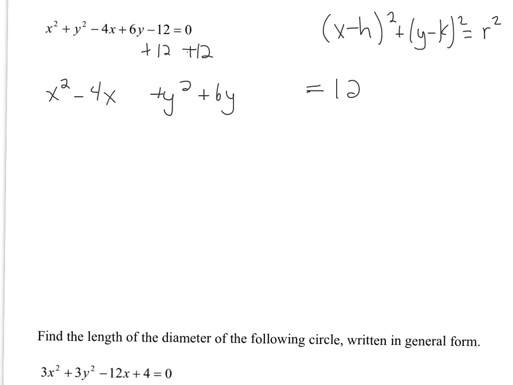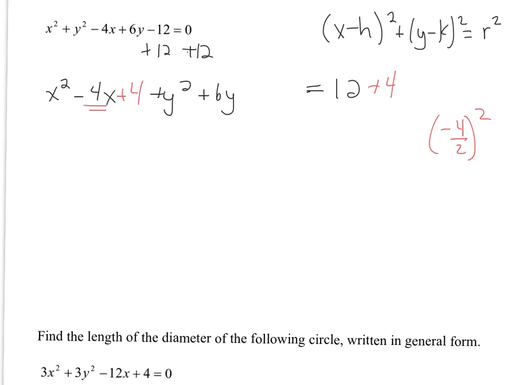I am going to look at this number for x, and I'm going to take half of that. What is half of -4? Half of -4 is -2. And then I'm going to square that number. So I'm taking -4 and cutting it in half, and I'm going to square it. That is -2 squared, which is 4. So I will add 4 to this side.